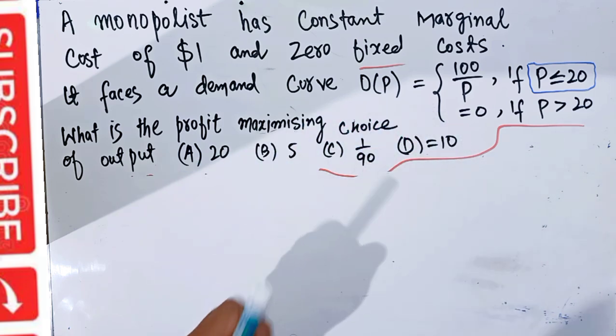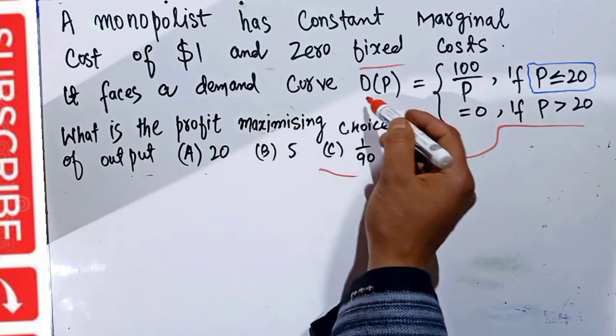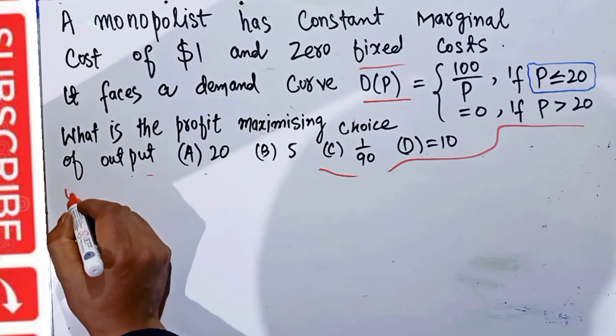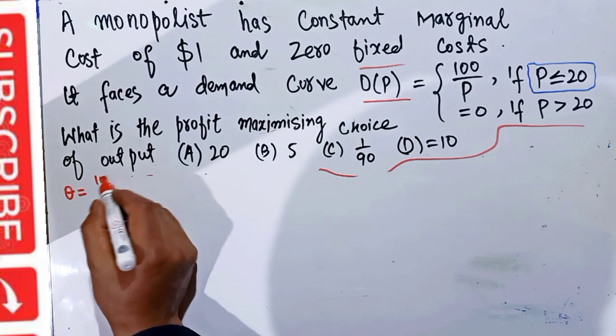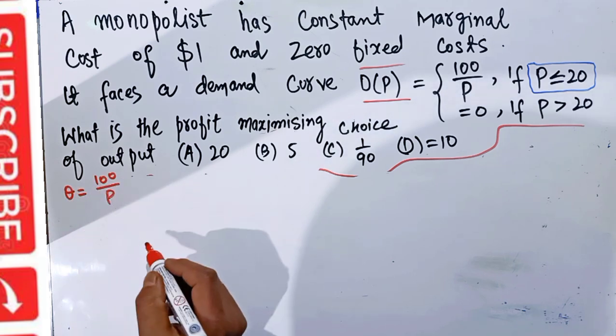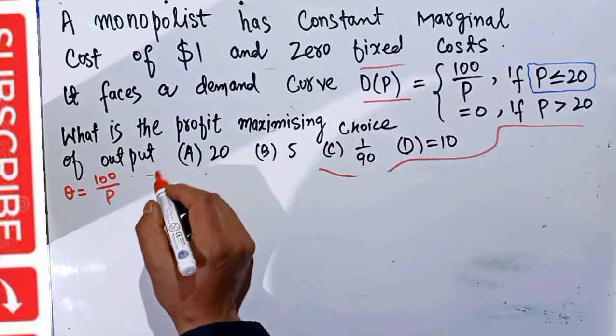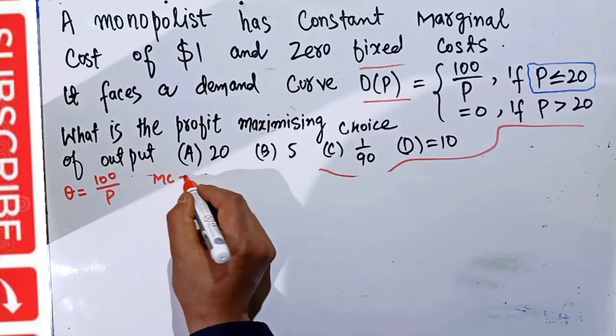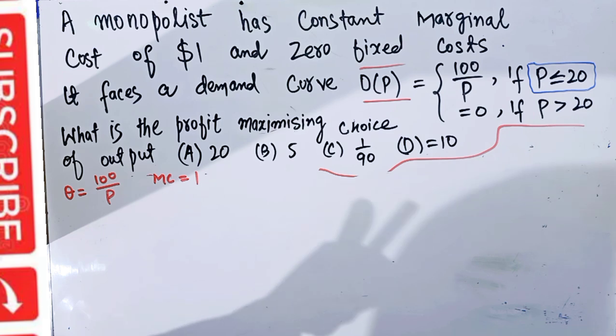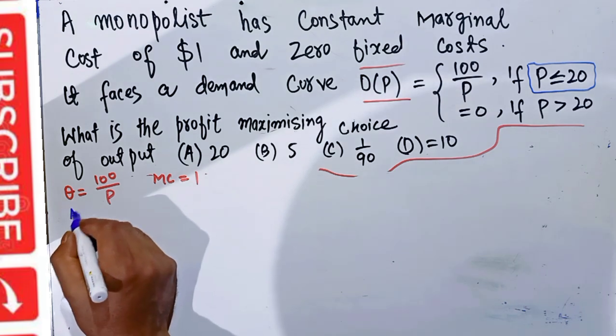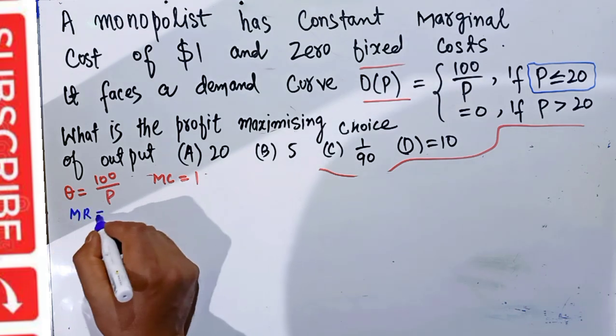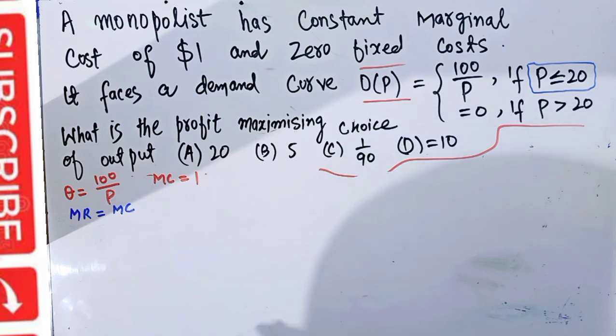Options are being given. We need to find out the correct option. Okay. So what are we being given? We are being given this demand function, and let's write it here. Q is equal to 100 upon P. Also, marginal cost is being given to us as $1. We know that for a monopoly to maximize profit, he will equate the marginal revenue with marginal cost.